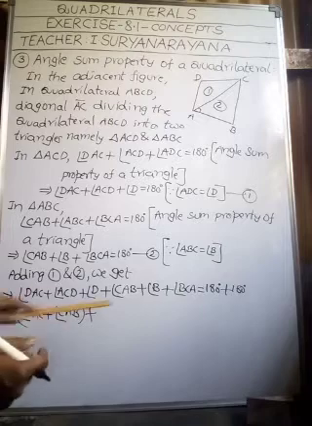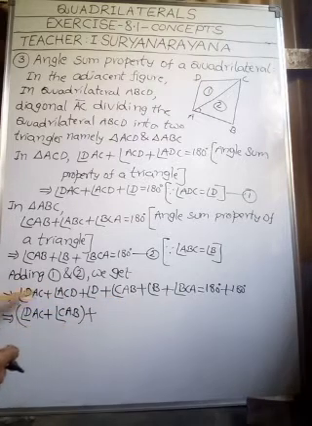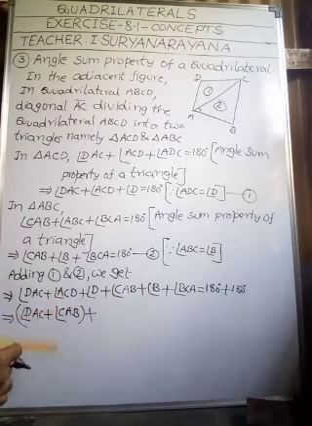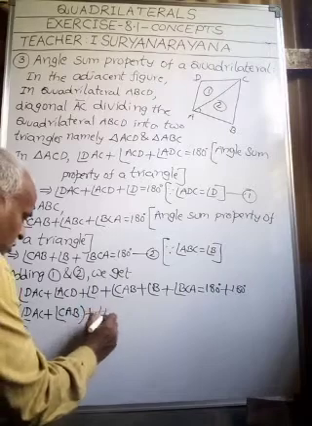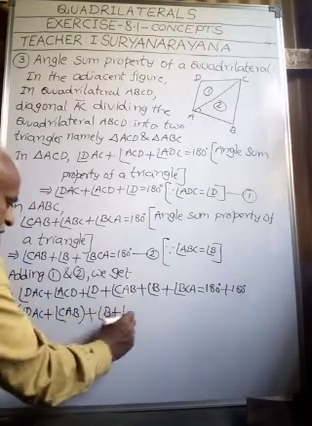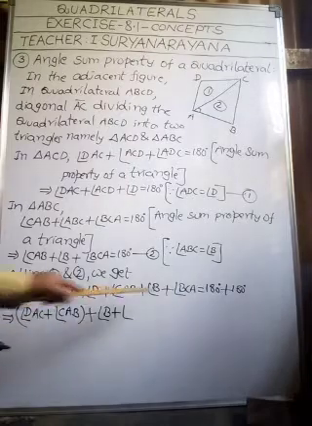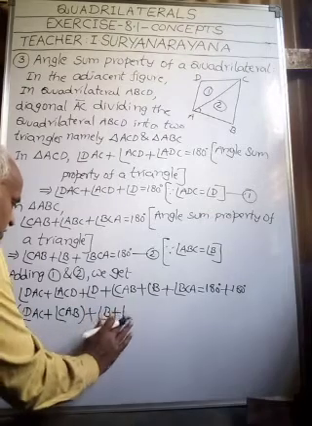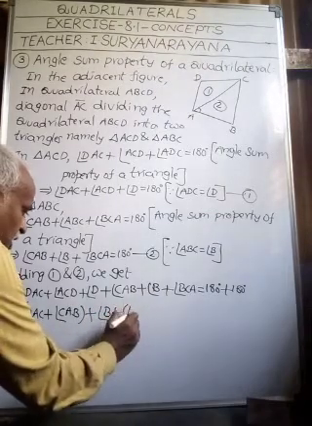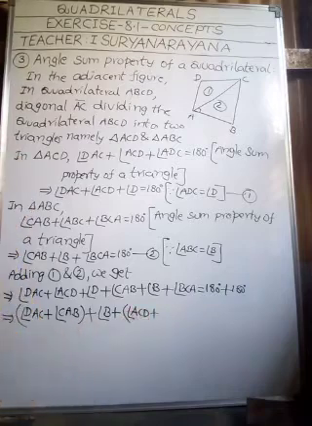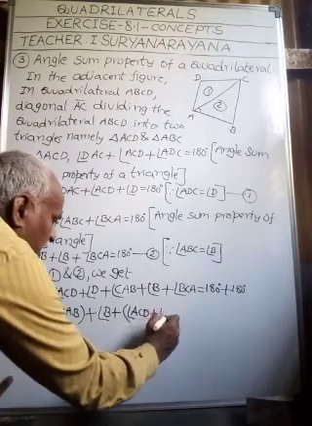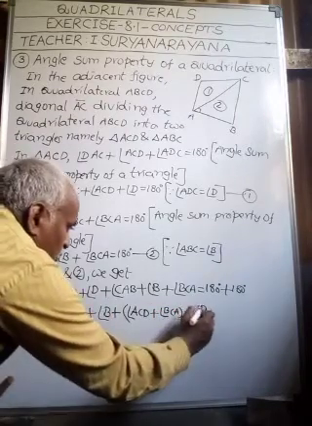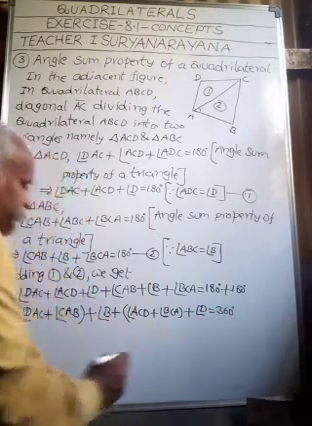Let us make a pair of these two angles as one group: angle DAC plus angle CAB. I wrote these two angles side by side, plus angle B. And these remaining two angles, I am writing in one bracket: angle ACD plus angle BCA, plus angle D is equal to 360 degrees.